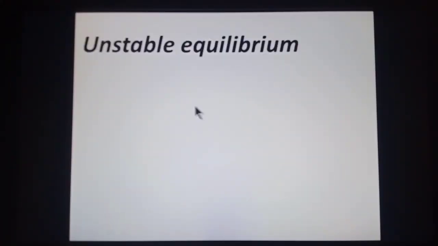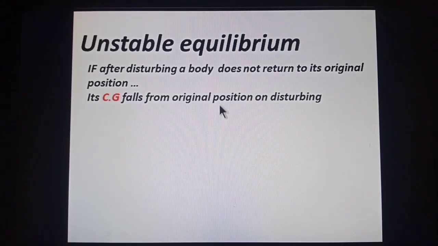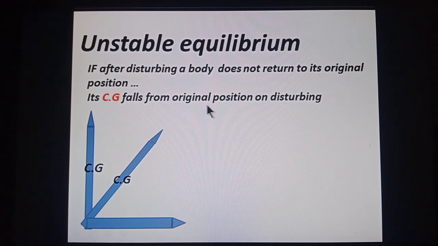Next is unstable equilibrium. If after removing the disturbance force, the body does not return to its original position, we say that the body is in unstable equilibrium. Look at this vertically standing pencil. When we disturb this pencil, it will fall and will not come back to its original position. Now again, look at the diagram. What happens to its center of gravity when it is disturbed? Its center of gravity gets lowered than its original position when the body is disturbed, and the body cannot return to its original position. Such an equilibrium is called unstable equilibrium.